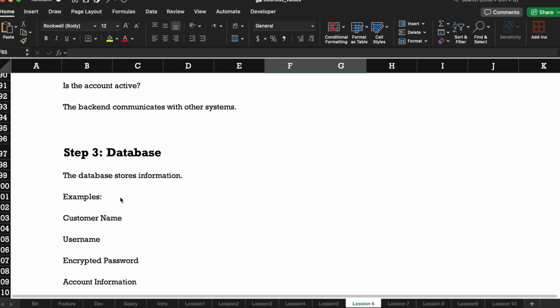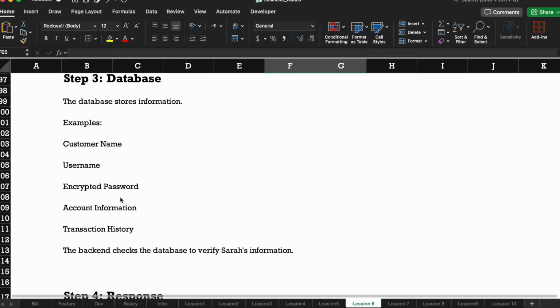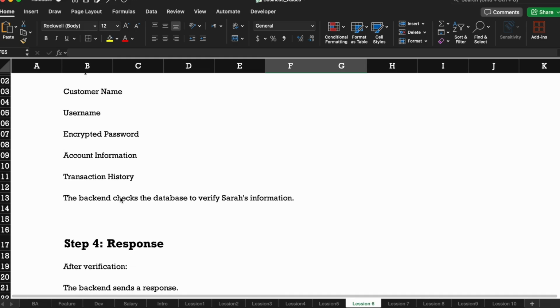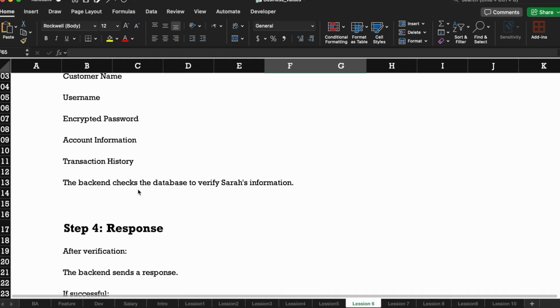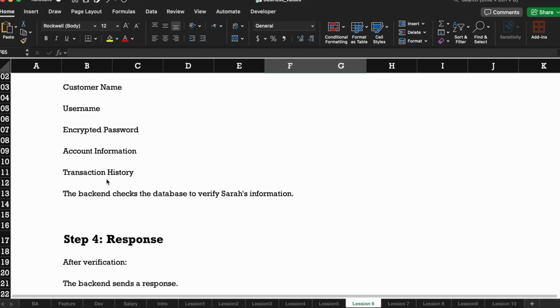So step number 3, database. The database stores information: customer name, username, encrypted password, account information, transaction history. The backend checks the database to verify Sarah's information. So you don't need to worry about the front end UI, the business process, and the database. We'll be covering them in detail in different lessons. So just to understand the process, you can watch.